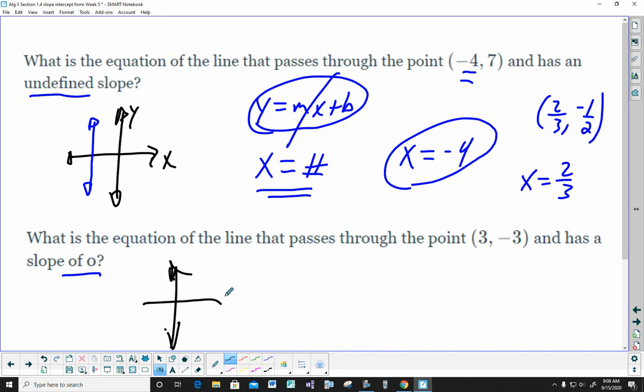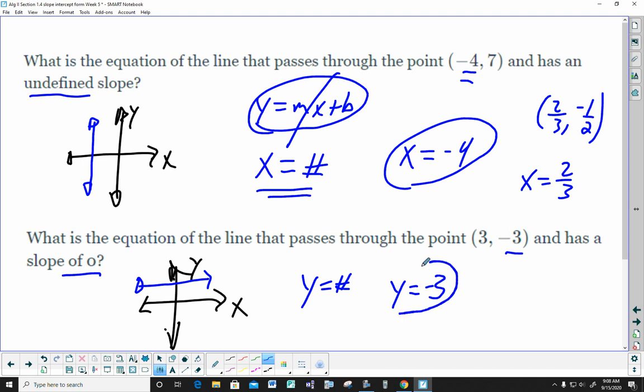So here's a graph. This is your y-axis, this is your x-axis. All lines that have a slope of 0 are horizontal. Notice it only crosses the y-axis. So similar to this, your equation will look like y equals some number. And your y value is -3. So your answer is y equals -3.